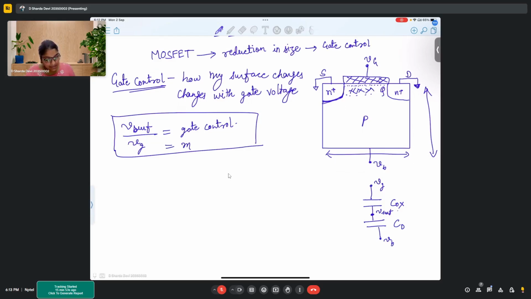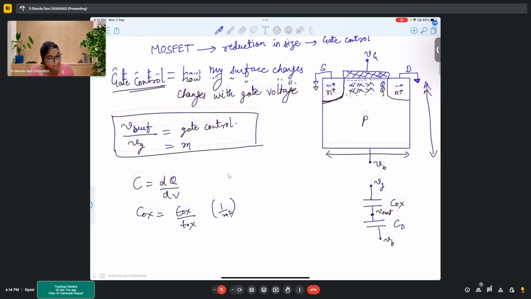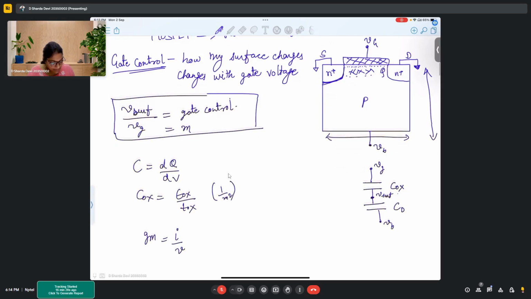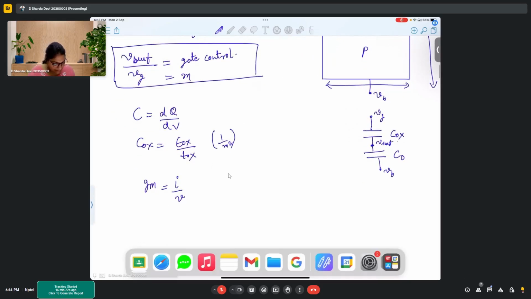In this, we know that C is dQ upon dV, and Cox, the oxide capacitance, is epsilon ox upon tox. This is per unit area, so we are talking about per unit area capacitance. We know that conductance is I by V: the change in current over the change in voltage gives us conductance.